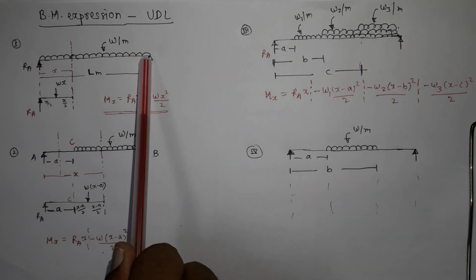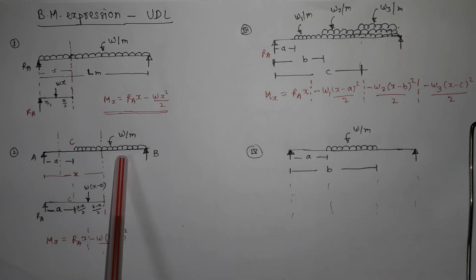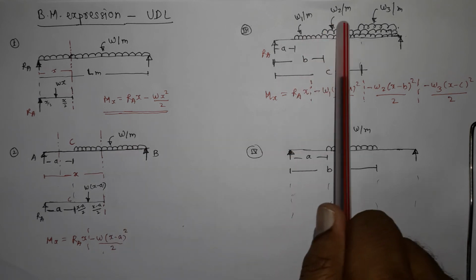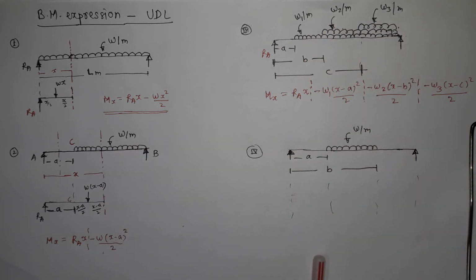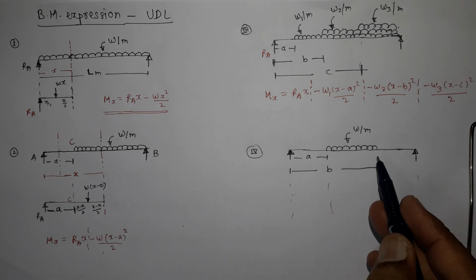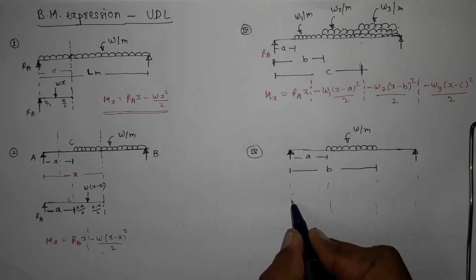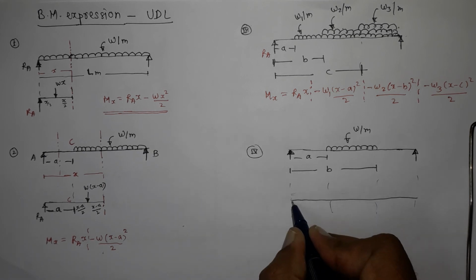So here the UDL is ending at the right end, here also it is ending at the right end, all these UDLs are ending at the right end, but here the UDL is starting from a point other than the left end. It is okay, but if one wants to use Macaulay's method, the UDL should continue to the right end. This is the necessary condition. So in such cases, if the UDL is ending in between, we will have to make a small adjustment.